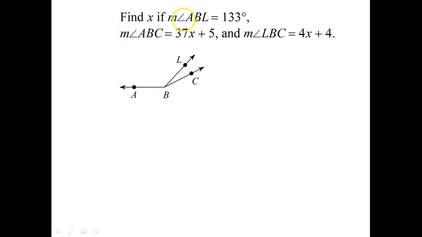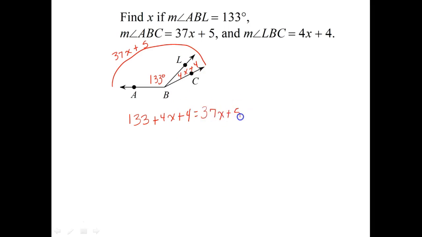All right, find x if the measure of angle ABL is 133 degrees and the measure of angle ABC, this whole angle, is 37x plus 5, and LBC is 4x plus 4. So we know this angle, 133 degrees, plus this angle LBC, which is 4x plus 4, equals the entire angle, which is 37x plus 5.